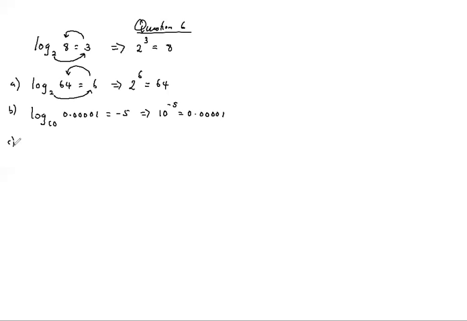C, log base 2 of 1 over 16 is equal to negative 4. In exponential form, 2 to the power negative 4 is equal to that. So I have 2 to the power negative 4 is equal to 1 over 16. So our job was just to write in exponential form and not do anything else. So that's how we write them in exponential form.